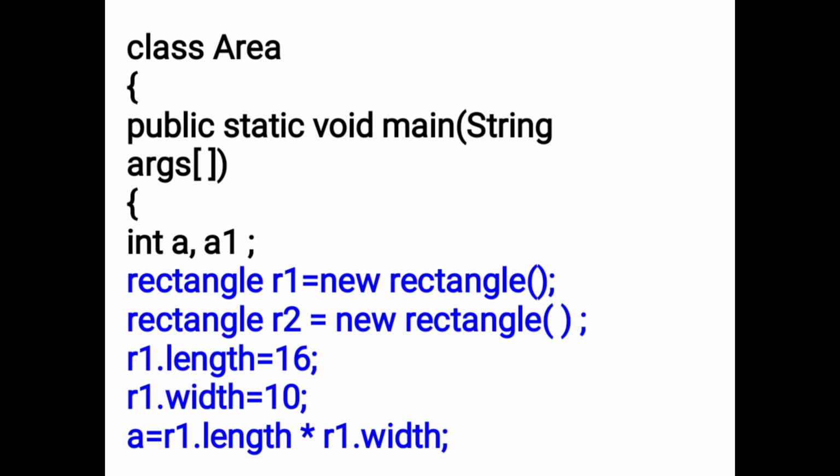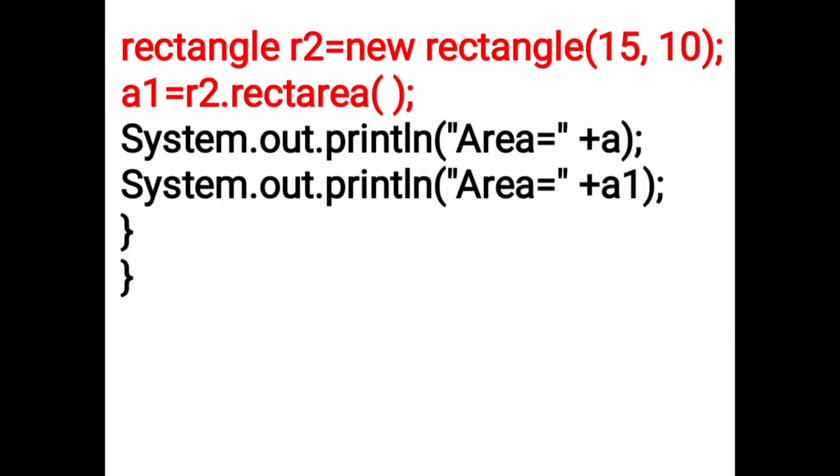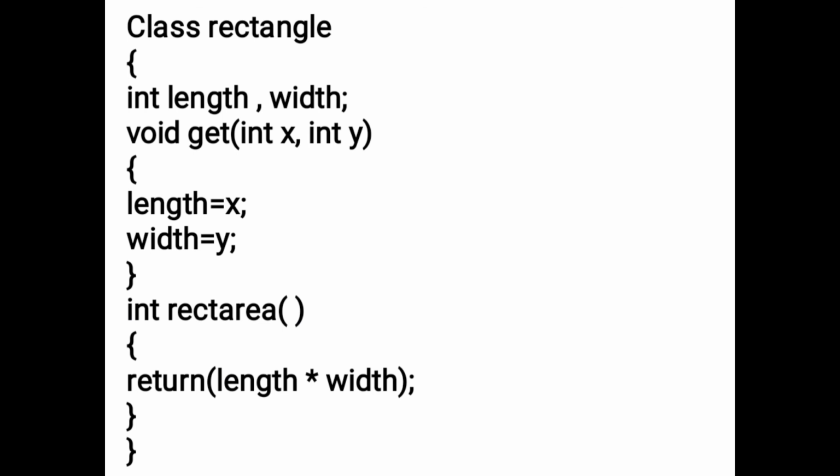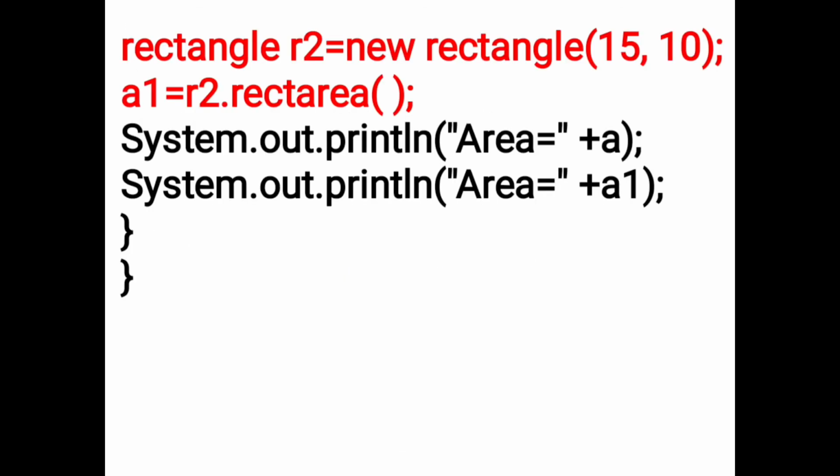So r1 dot length into r1 dot width, and I am using another calculating method, accessing through the method. So Rectangle R2 is another object, new Rectangle. Here when we are creating the object, at that time we are inputting the values, that is 15 and 10, and calculating using this method rect area. So A1 is equal to R2 dot rect area.